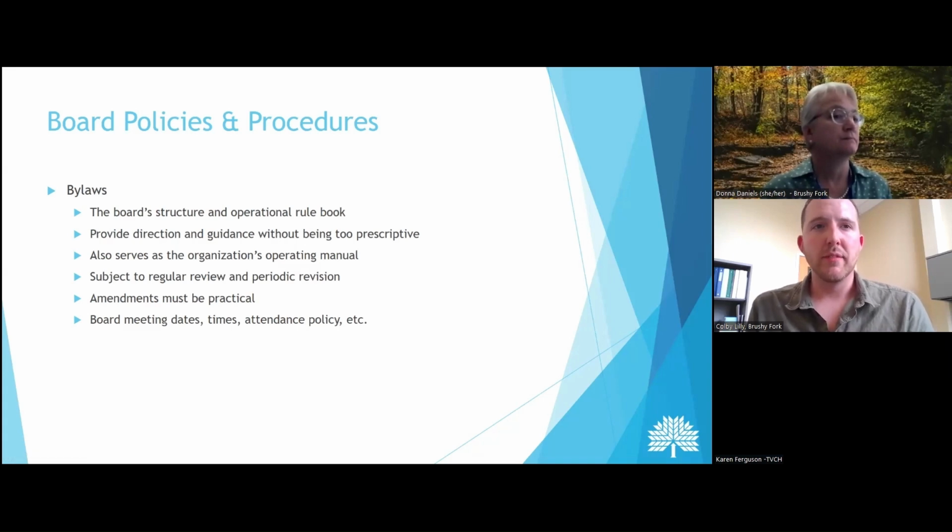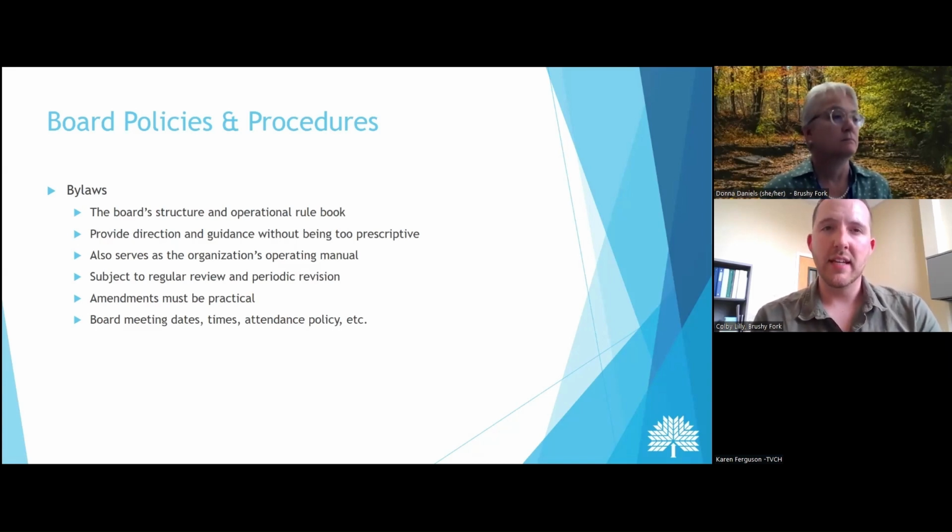Bylaws are subject to regular review and periodic revision. Amendments must be practical and should provide reasonable, thoughtful challenges to change without creating an unbreachable barrier to efficient and effective decision-making. Bylaws also include board meeting dates, times, and attendance policy. And lastly, personnel policies for employees.